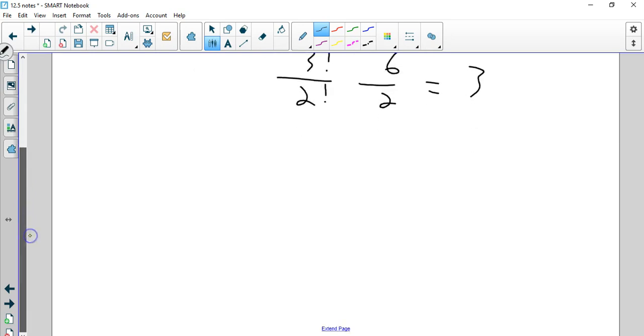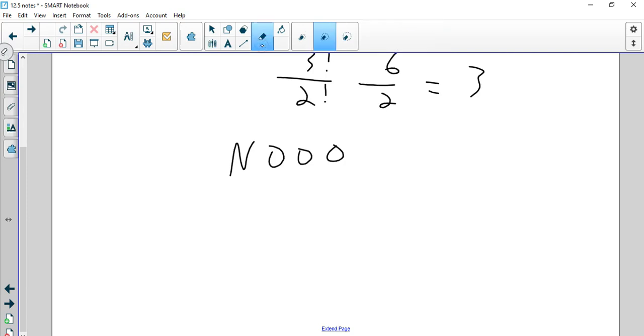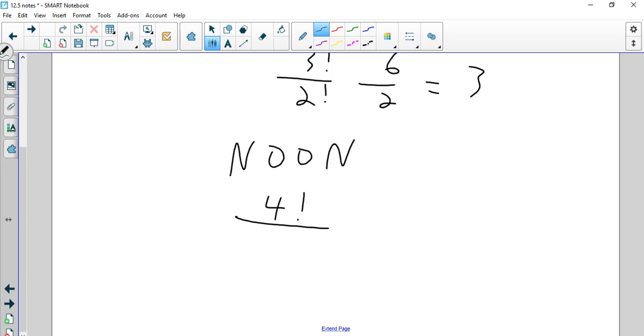So let's go to the word we had before, noon. Well, with noon, we have 4 factorial on the top, right? But we have 2 N's and 2 O's. So on the top, we have 4 times 3 times 2 times 1, which is 24. And at the bottom, 2 times 1 and 2 times 1. So that means there's only 6 possible outcomes.